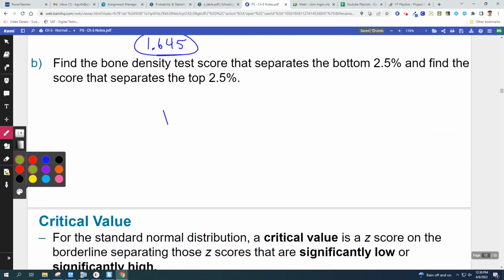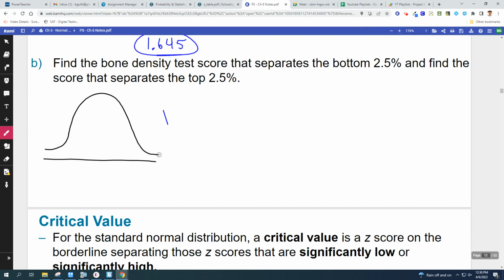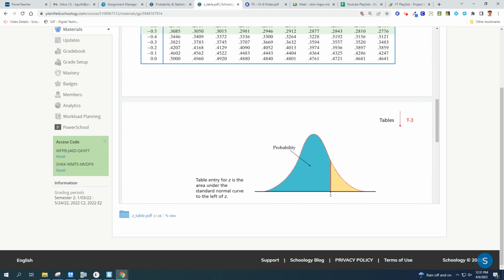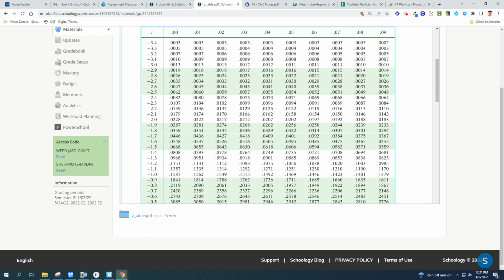Find the bone density test score that separates the bottom 2.5% and find the score that separates the top 2.5%. It's two different questions. The bottom 2.5% is talking about find this z-score so that this over here is colored in. 2.5% is colored in. So, you know, you could find that in the chart, 0.025. That's going to be in your negatives. Find 0.025.